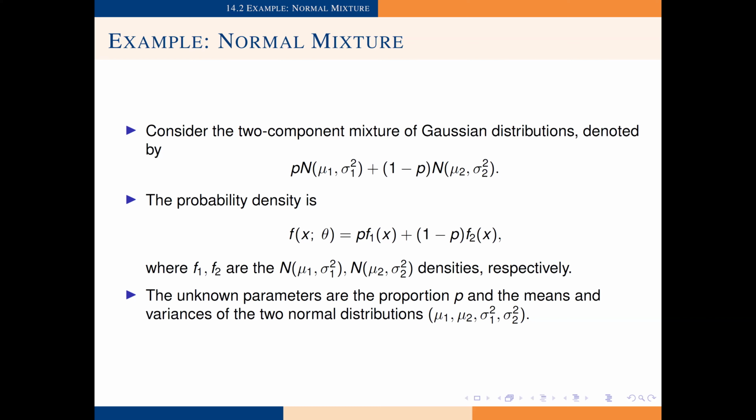The unknown parameters in this case to be estimated include the mixing proportion p, which tells us what is the chance that someone stems from the first normal distribution. As long as we know that, we know for the second normal distribution, the chance is 1 minus p. And the other parameters include the means and variances of the two normal distributions, mu1, mu2, sigma 1 squared, and sigma 2 squared.